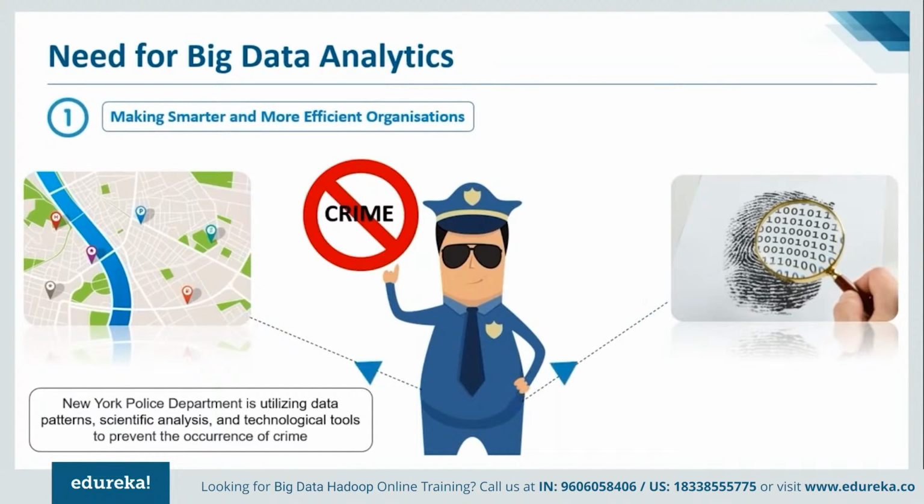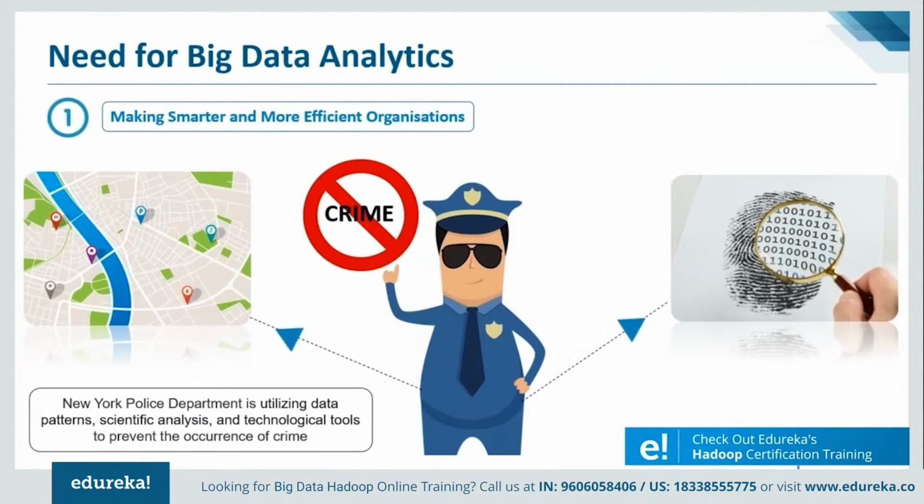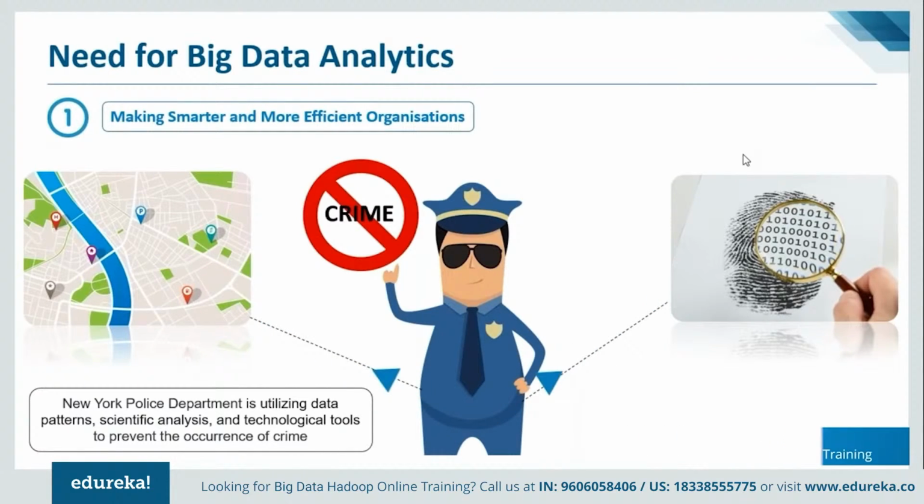So they were able to identify these hotspots, and then from there they deployed their local officers so that they could reach there on time before it was actually committed. So this is how the NYPD basically utilizes this field of big data analytics so that they can prevent crime and make New York a safer place. So now, after exploring the first reason, let's move on to the second reason and see what it is.